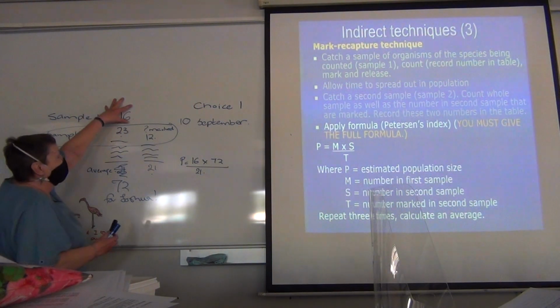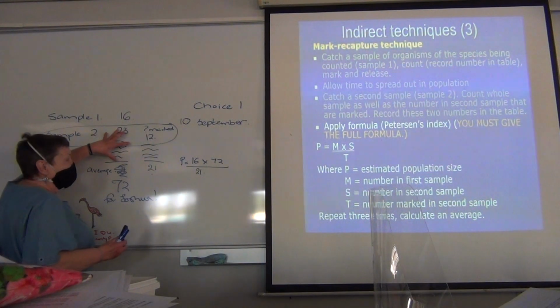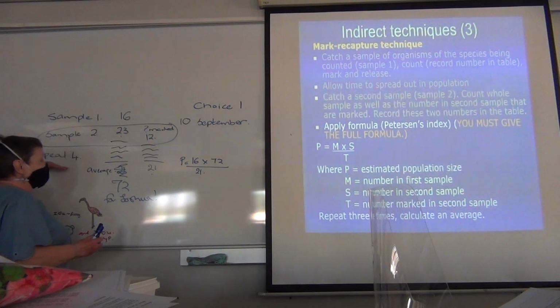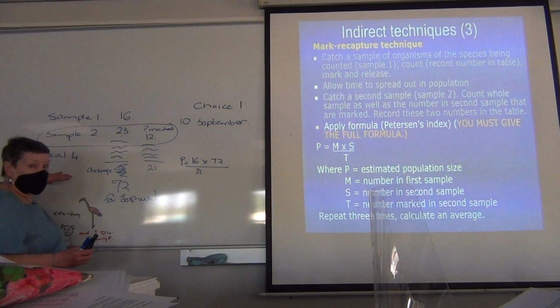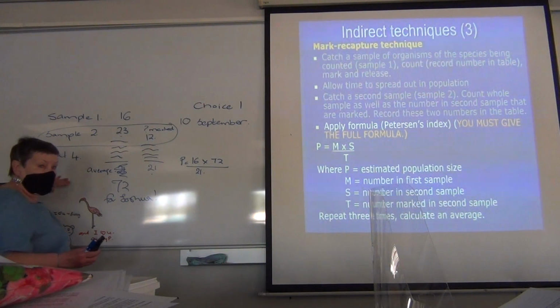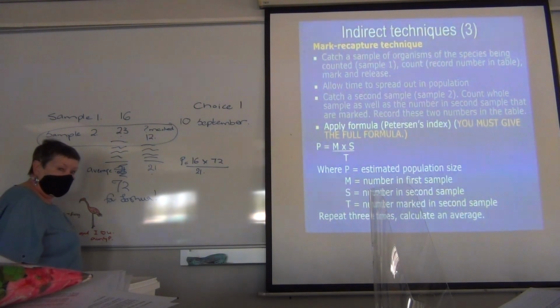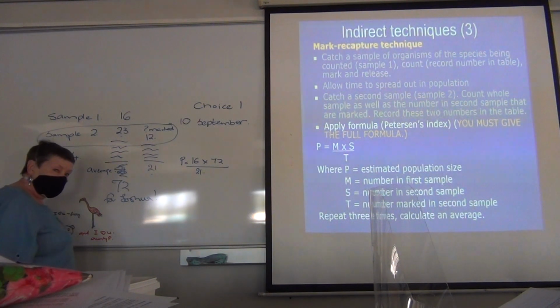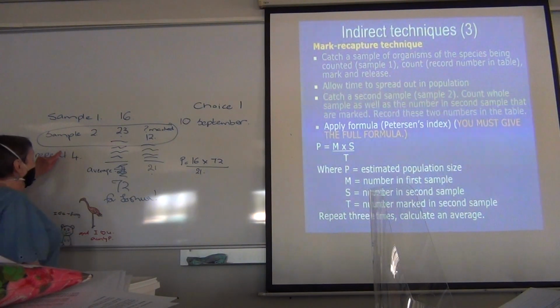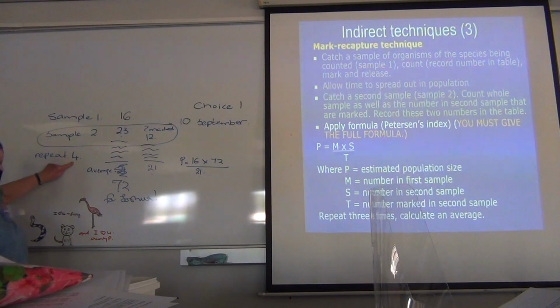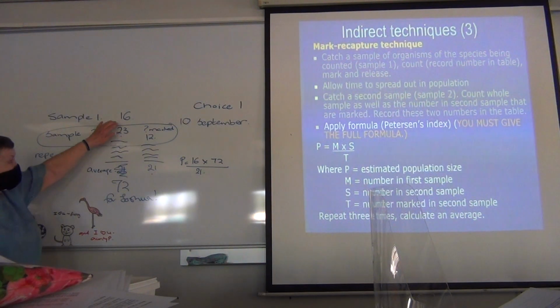Do you include the 16? No, because that was sample one. You don't average sample one into this. You're only averaging sample two, and your repeats of sample two. So you'd think there'd be six, but it's actually five. Yes, because you did sample two, and you repeated it four times, so there are five of these. Okay. This is a different figure.